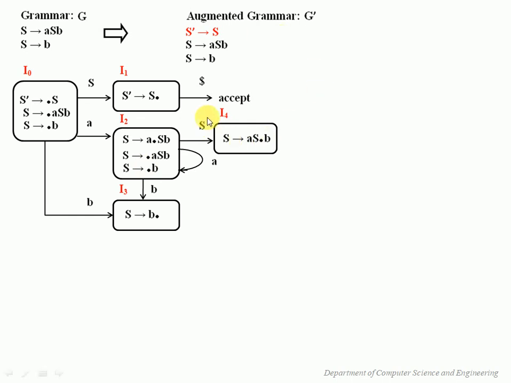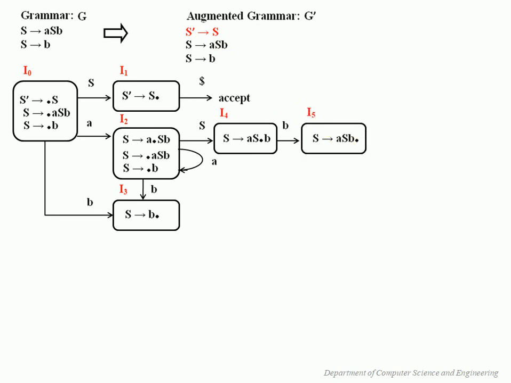Now let us consider this I4. For I3 also it has to be considered, but since the dot is at the right end, you cannot have any more transitions. On I4 you can have one transition, that is B transition, so that gives you S gives AS B dot, and you cannot have any more transitions there, so that is the new state I5.